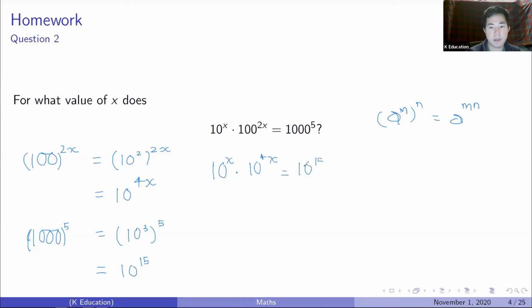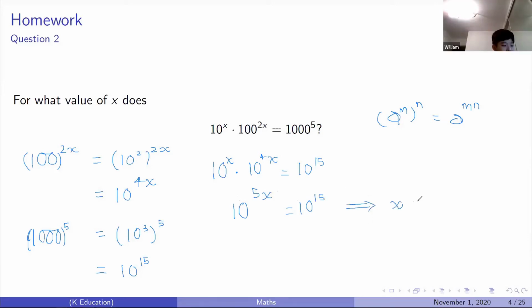So how do you merge them together? I added the like terms, which is x and 4x, so it's 10 to the power of 5x. Yeah, you add the powers, so it's x plus 4x, which is 5x. And this is equal to 10 to the 15. So what does it mean about x? So we know that 5x is 15. 5x is equal to 15, so x is 3. Yeah, exactly.